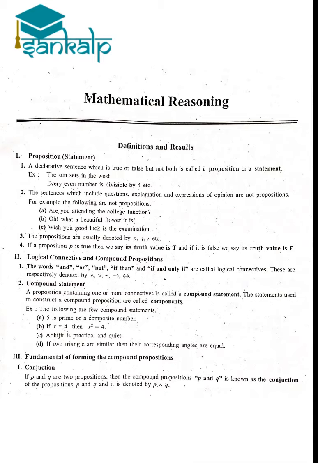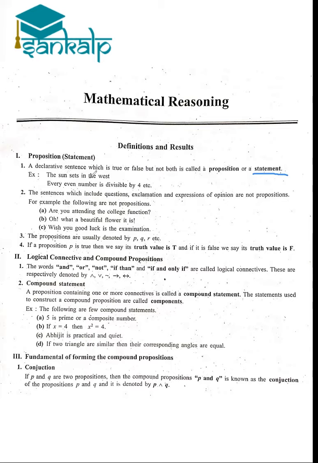So today we are discussing mathematical reasoning. The first definition is proposition or statement. So what is a mathematical statement or a proposition? A declarative sentence which is true or false but not both is called a mathematical statement, or a proposition. So either the sentence must be true or false. It should not be both. Such a declarative sentence is called a statement.